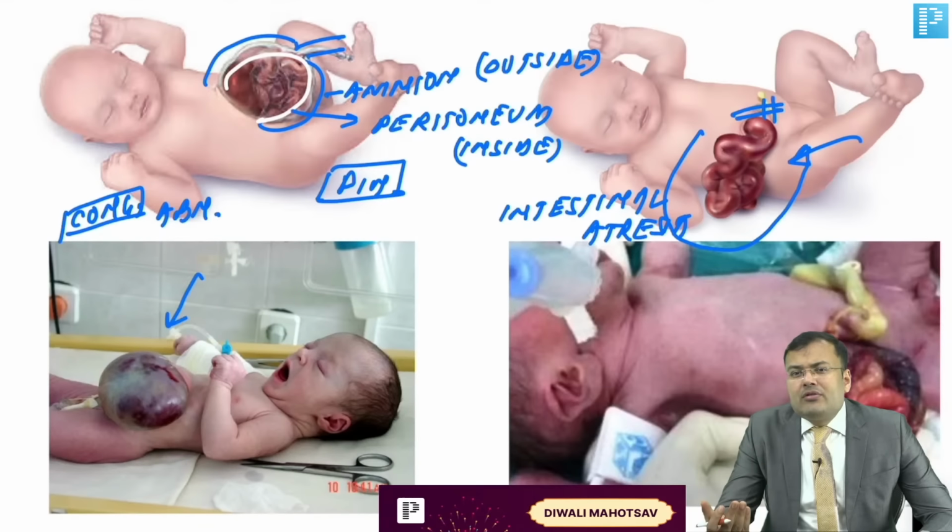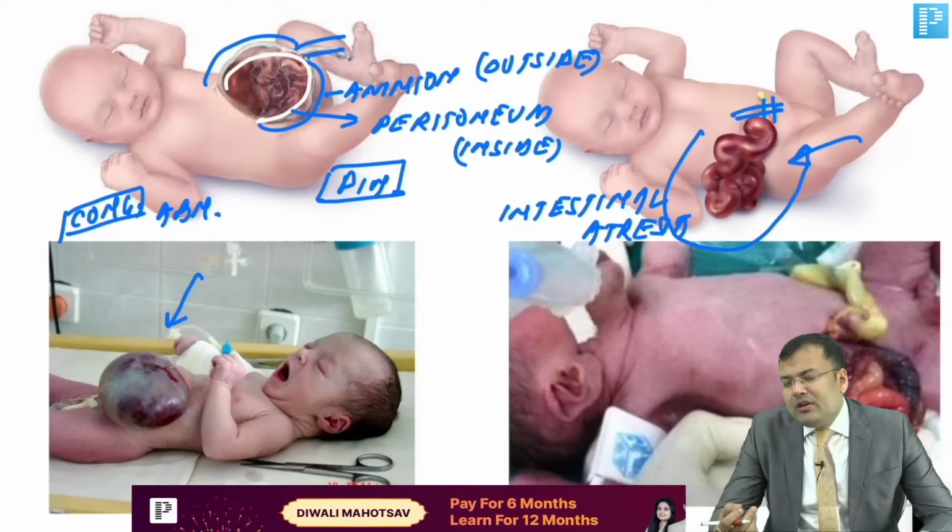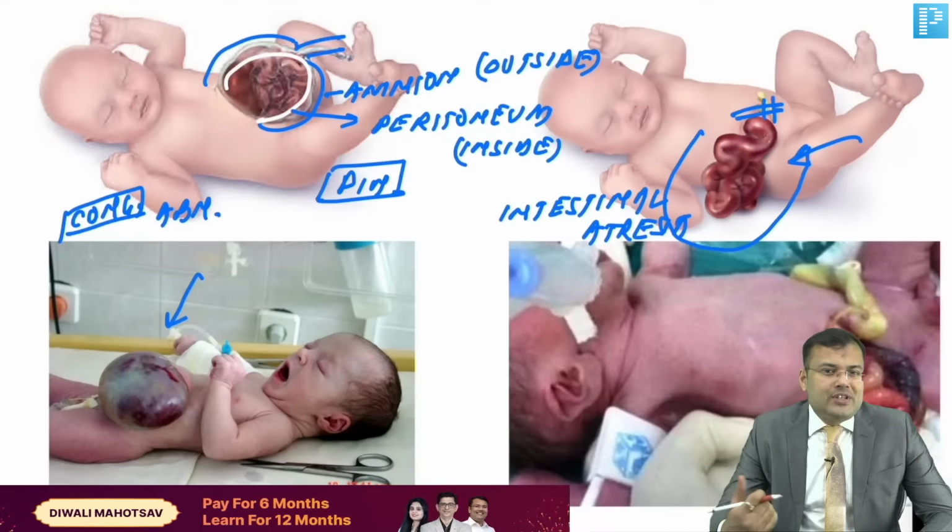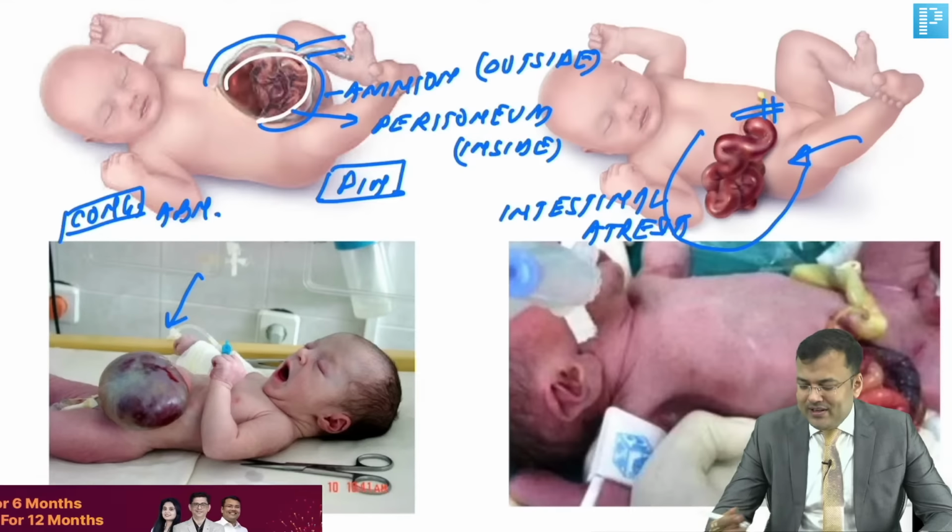Gastroschisis, in gastroschisis the prognosis is relatively good because it is not associated with congenital malformations. Okay. Now, see the next one.